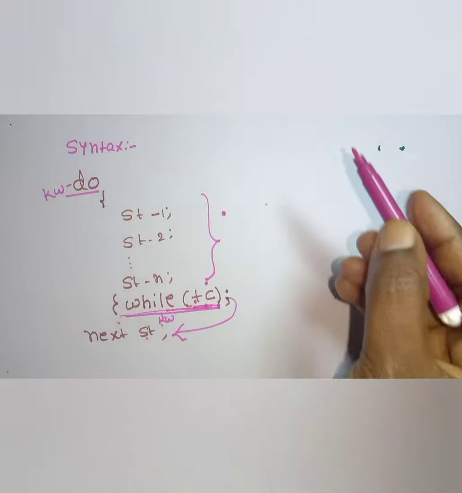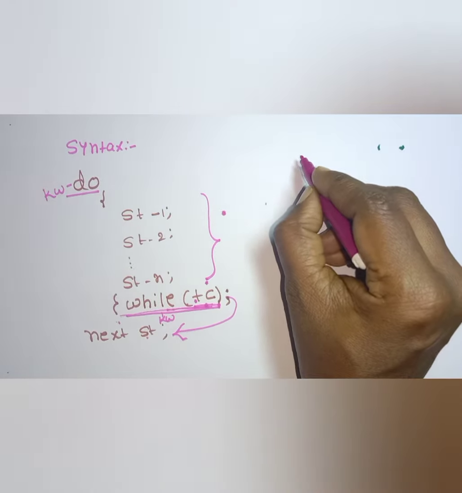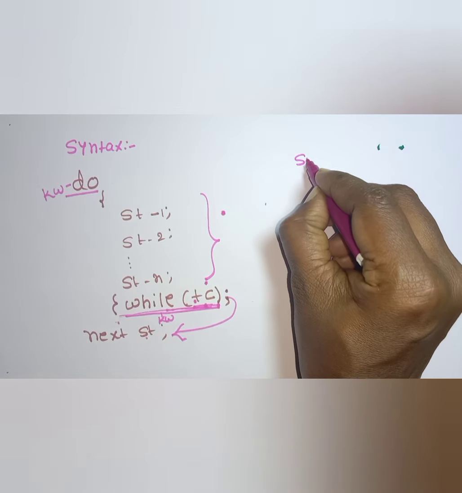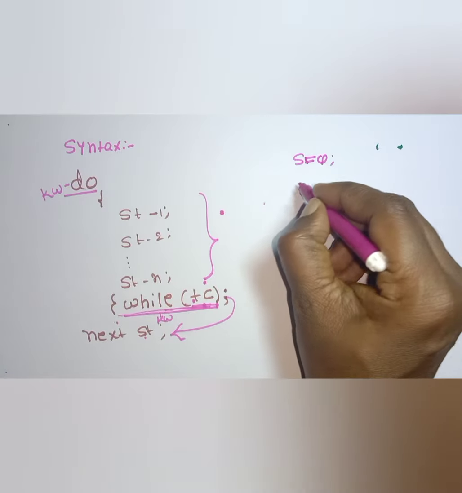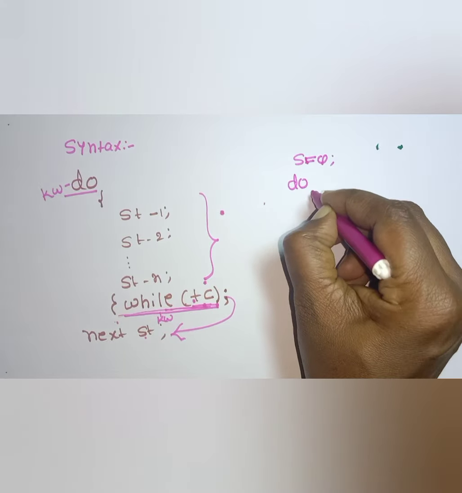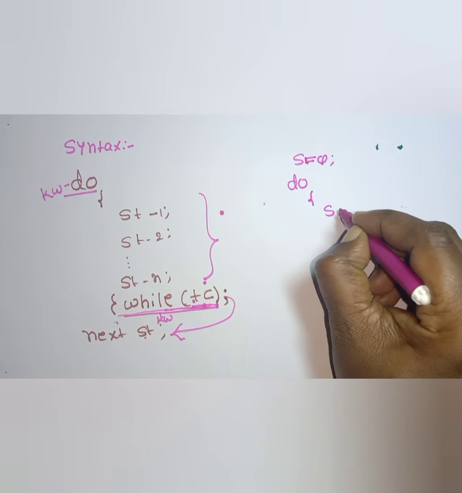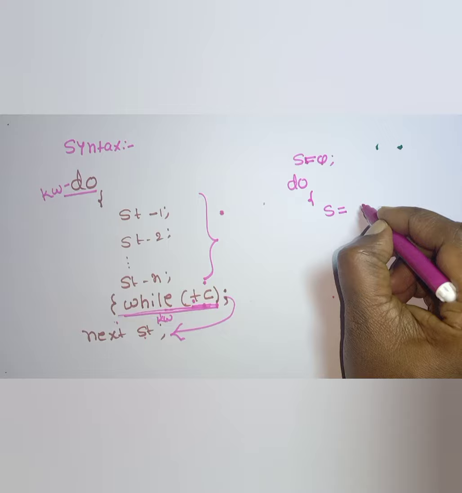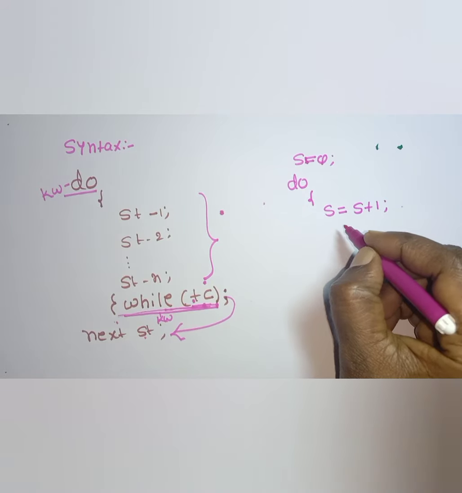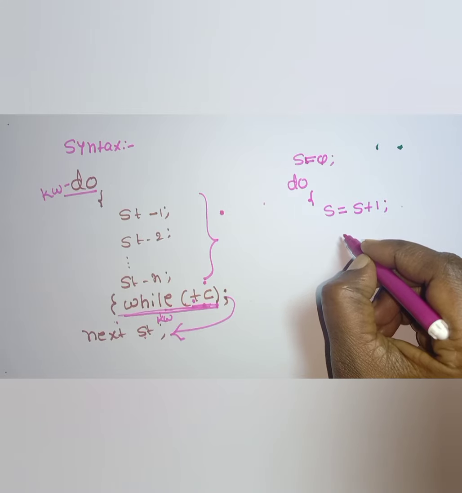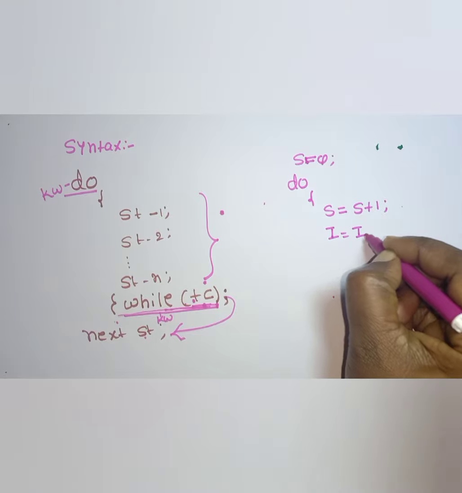What I want to write here, let us take s is equal to 0, that means sum is equal to 0, and afterwards I am going to write the do. Here I am going to write s is equal to s plus 1. And afterwards, i is equal to i plus 2.